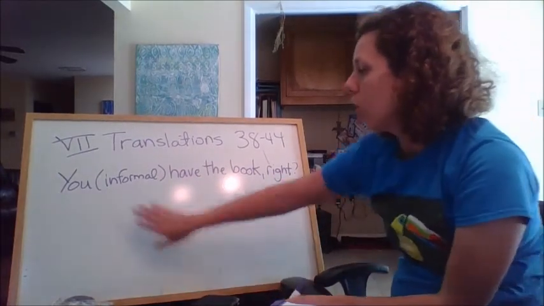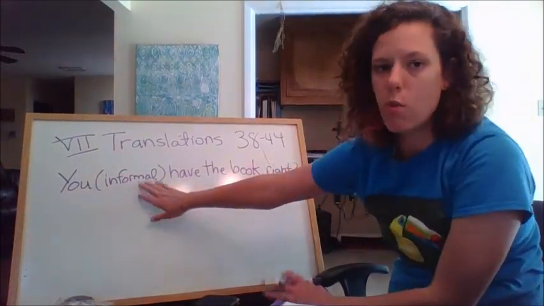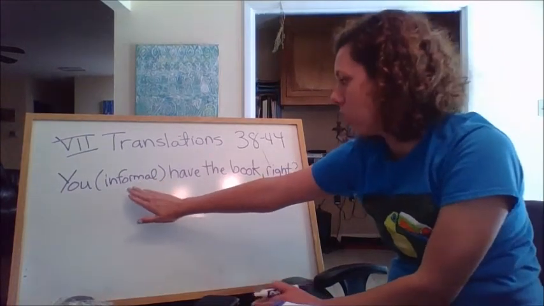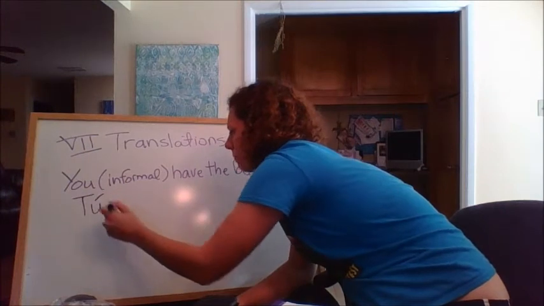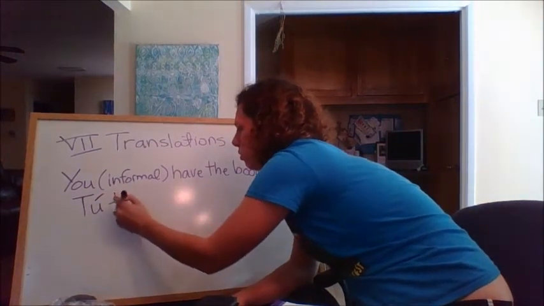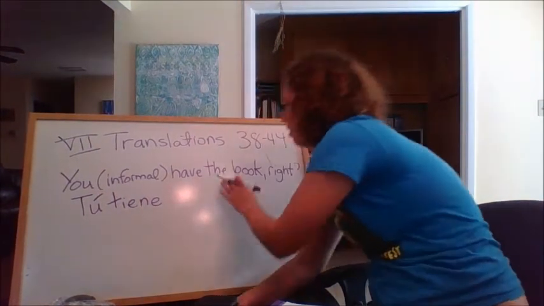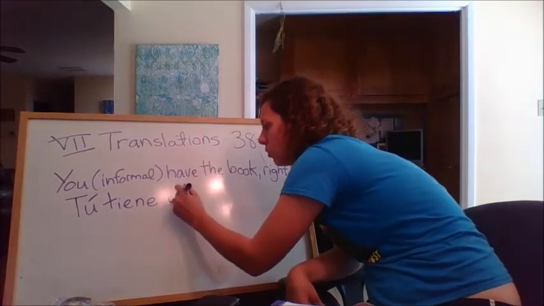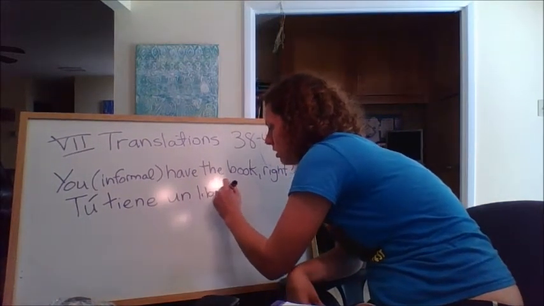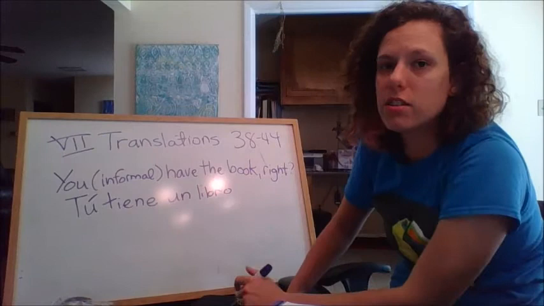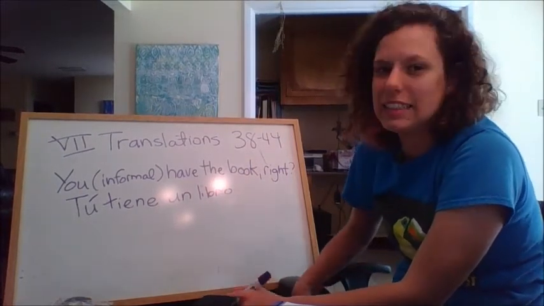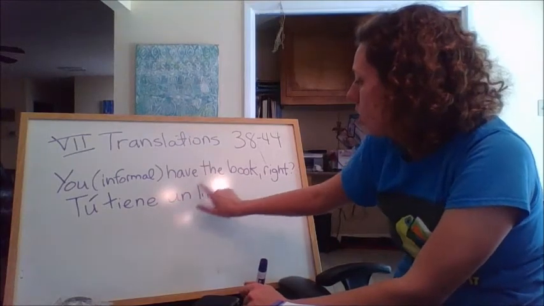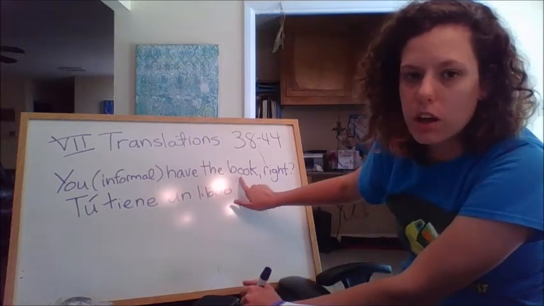Okay. So we want to say you informal. We have to include the subject pronoun. So you informal is tú. So tú have. Tú tienes the book. If I say un libro, I'm just going to throw your test on the ground and walk away and be done grading. I'm just going to be done. Not really. But we can't say un libro because we want to say the book.